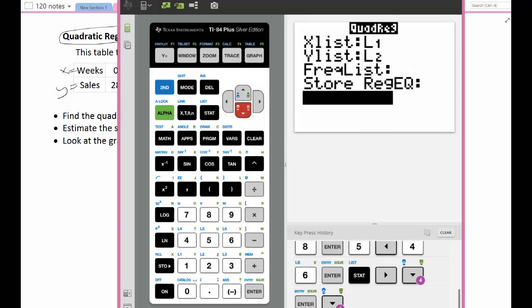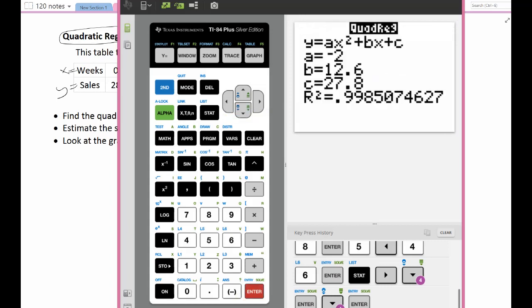You only need the X values in list 1, the Y values in list 2, and then you hit calculate, and it gives you your quadratic. A is the term that goes with the square term, so A is -2. B is 12.6, it goes with the X term. C is 27.8, and the R has to do with how good it fits. R is 0.9998. Again, you want it to be close to 1, and it is. That's pretty darn close to 1, so it's a pretty good fit, and we'll see that when we go to graph it.